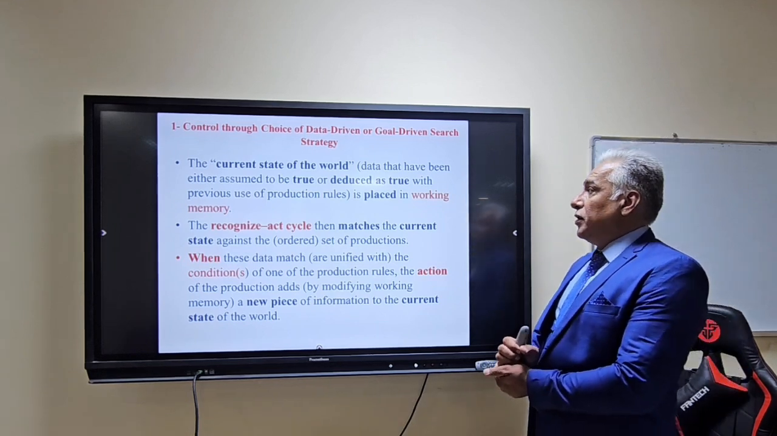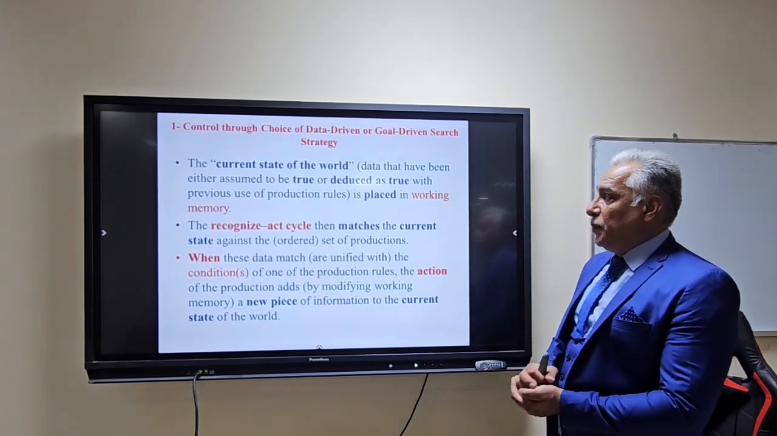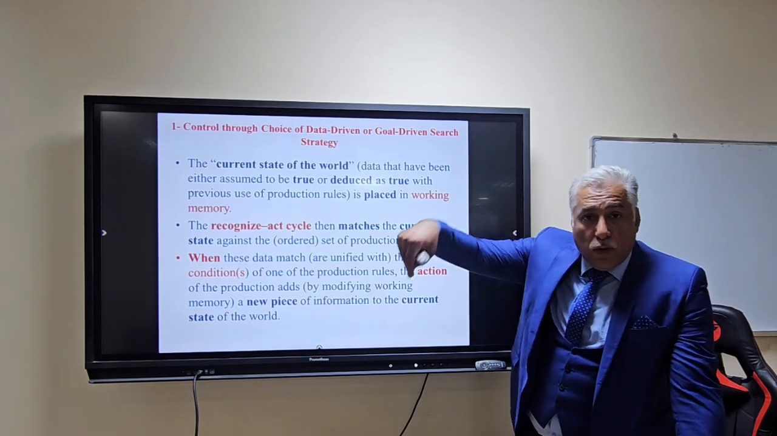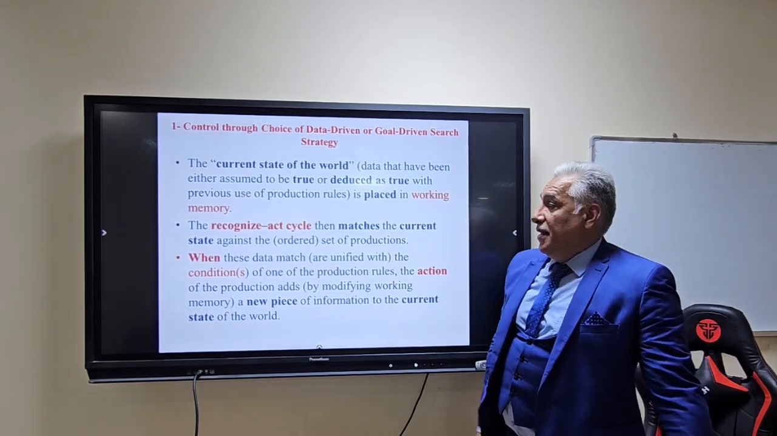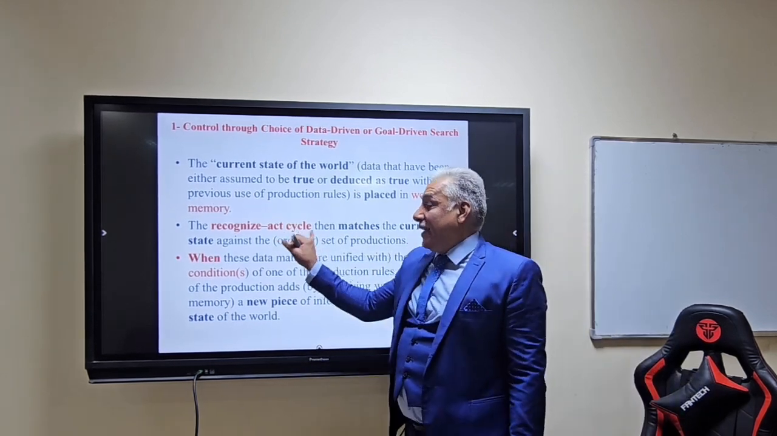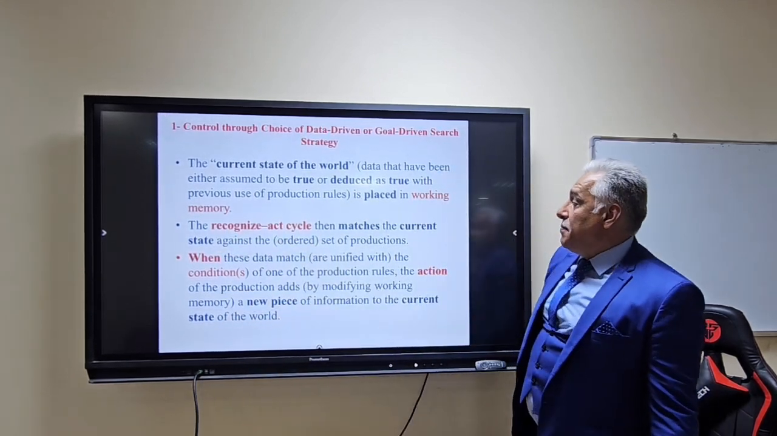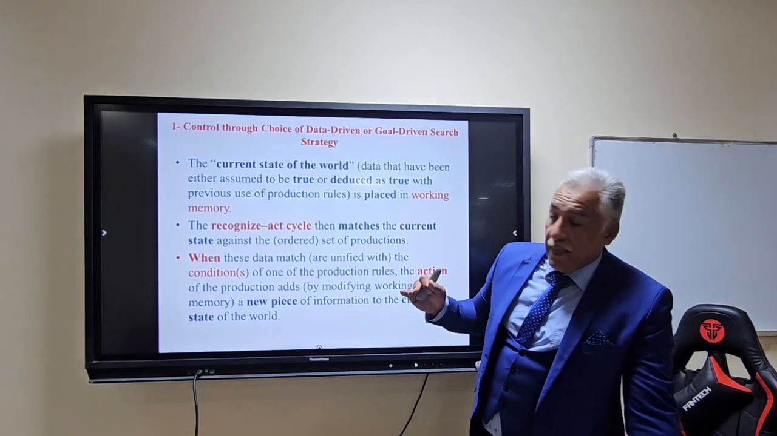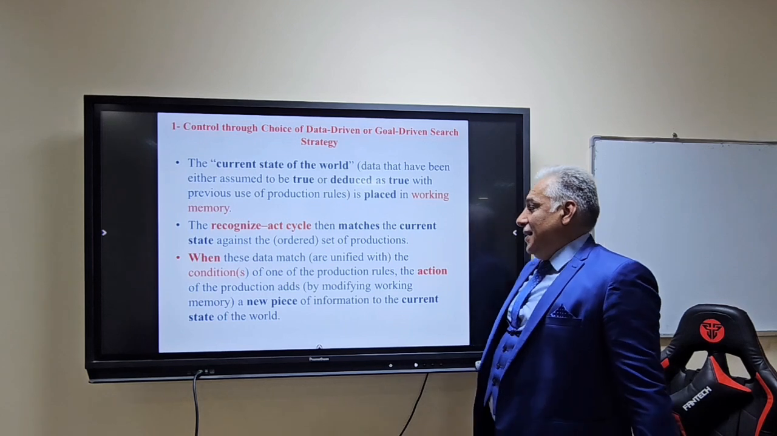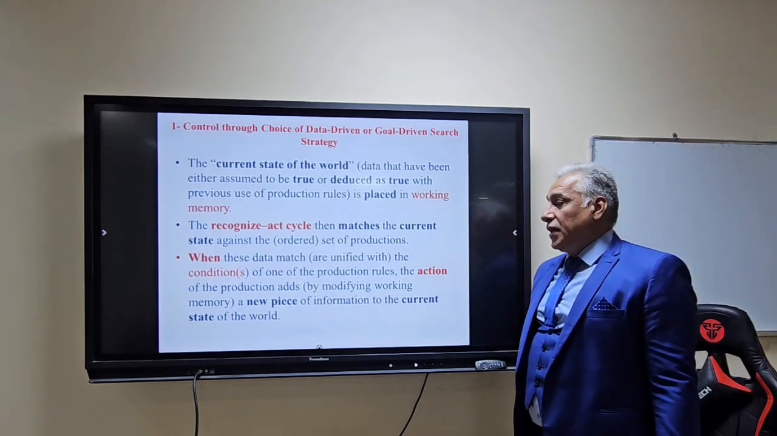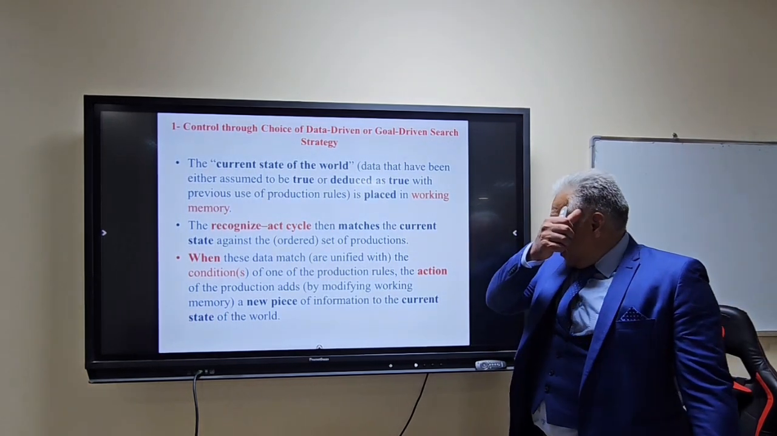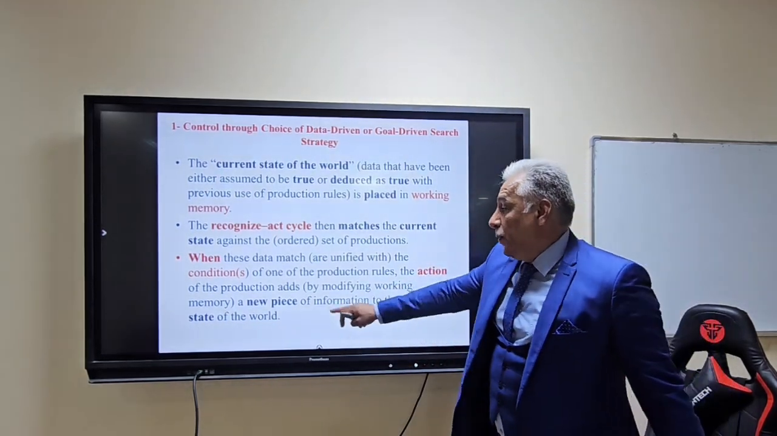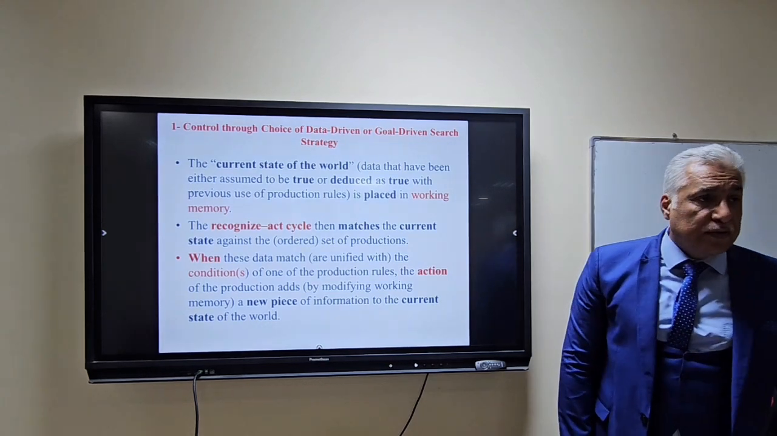The current state of the board, data that have been either assumed to be true or deduced as true by previous production rules, is placed in working memory. The recognize-act cycle then matches the current state against the ordered set of productions. When these data are unified with the conditions of one of the productions, the action of the production adds a new piece of information to the current state of the world.